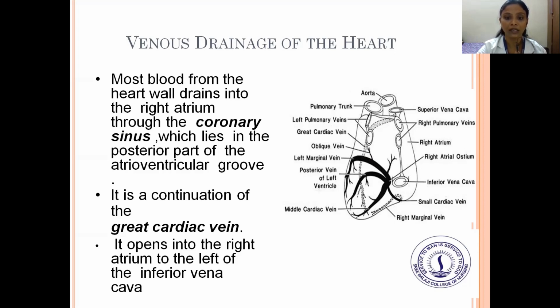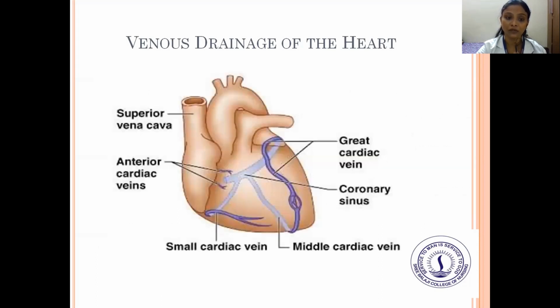The darker line shows the left marginal vein, posterior vein of the left ventricle, middle cardiac vein, oblique vein, great cardiac vein, left pulmonary vein, pulmonary trunk and aorta. So, venous drainage of the heart. You can see here the great cardiac vein, coronary sinus, middle cardiac vein, small cardiac vein, with relation to the cardiac veins and superior vena cava.